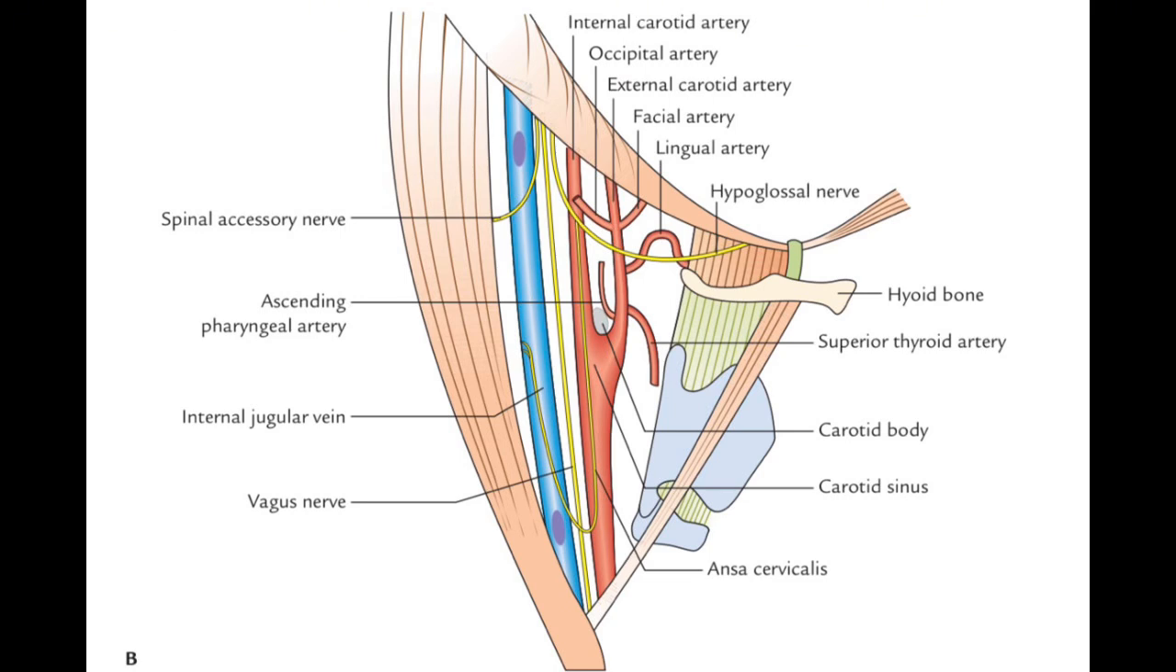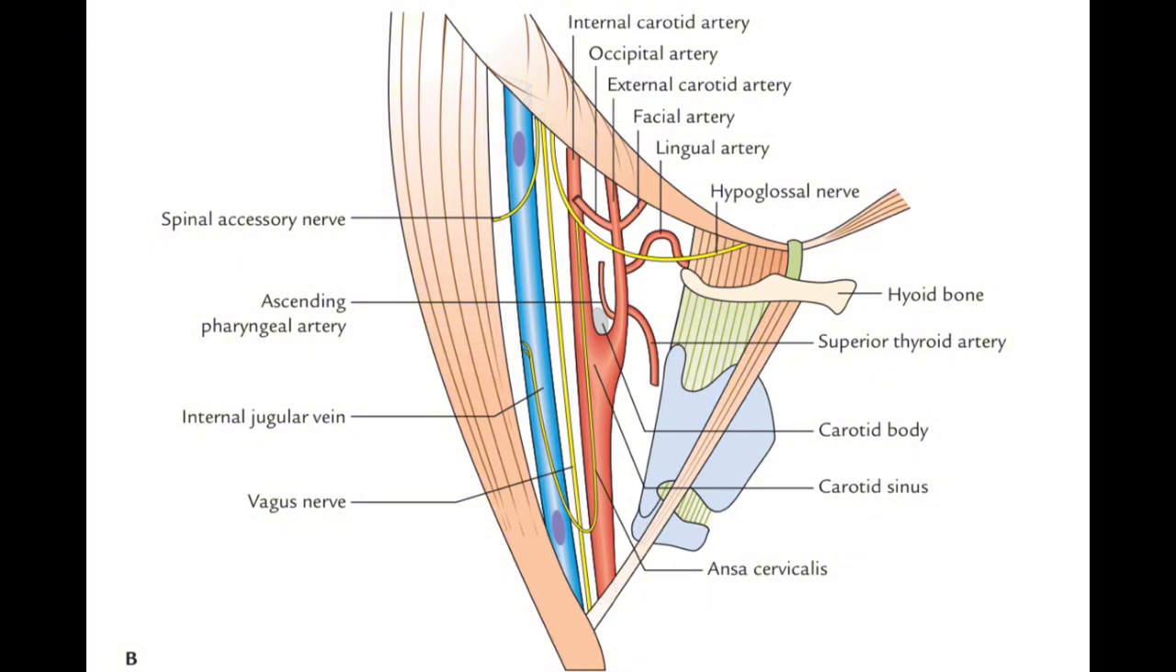You have the ansa cervicalis, which is formed by C1, C2, C3 of the cervical plexus, located on the front of the carotid sheath. Now you have the cervical part of the sympathetic chain, which is posterior to the carotid sheath, and you have the deep cervical lymph nodes. So the major part here is just simple: the internal carotid artery, external carotid artery, the jugular vein, and the cranial nerves.